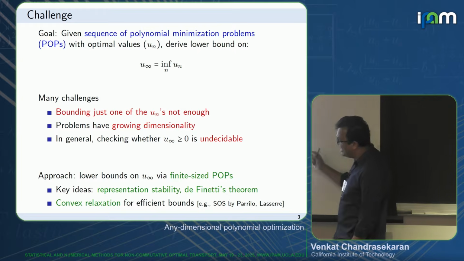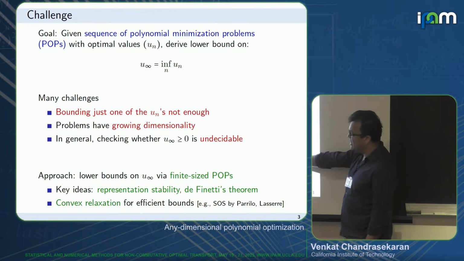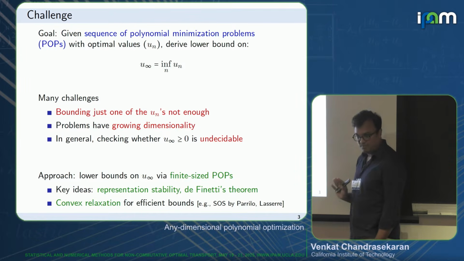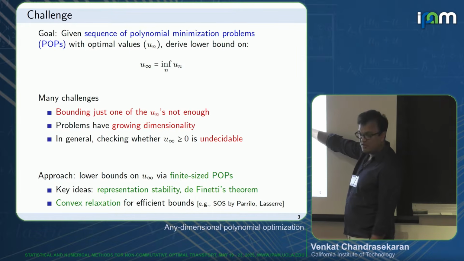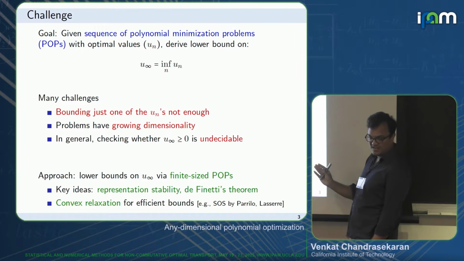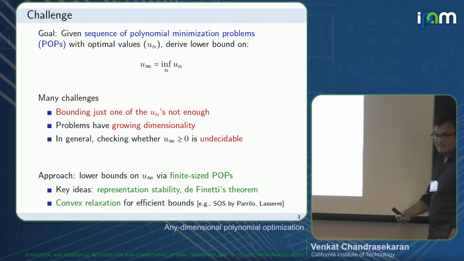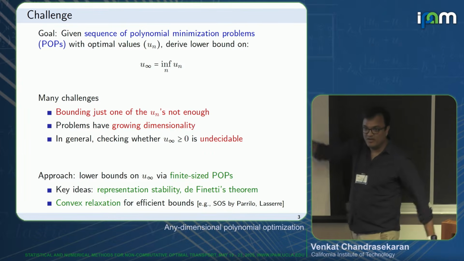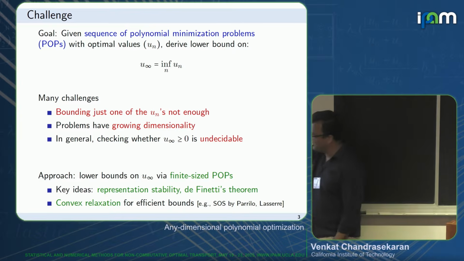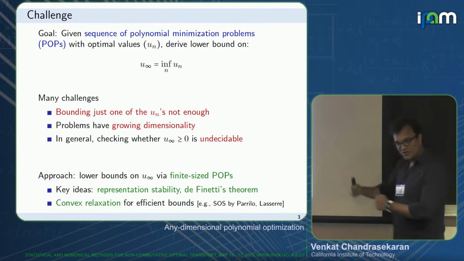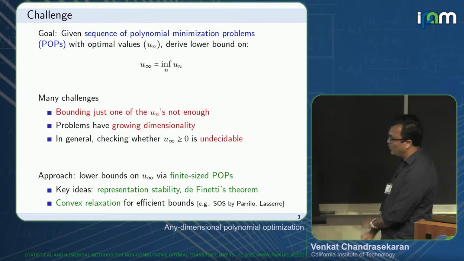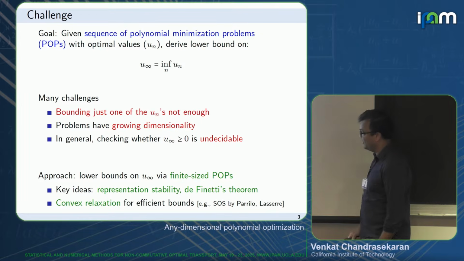But what we'll aim at is to produce lower bounds on u infinity using finite-sized polynomial optimization problems. That is the goal for today. This doesn't contradict undecidability in any fashion. We're just interested in producing lower bounds on u infinity. It is still in general the case that you may need to do an unbounded amount of work to check that u infinity is not negative. So this is fine. We're just interested for now in producing lower bounds on u infinity.